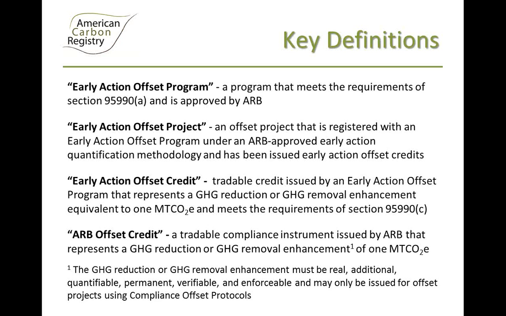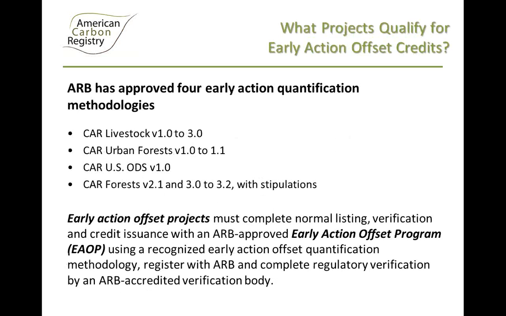And lastly, an ARB offset credit is a tradable compliance instrument used by ARB that represents a greenhouse gas reduction or greenhouse gas removal enhancement of 1 metric ton of carbon dioxide equivalent. An ARB offset credit is only issued after the related registry offset credit or early action offset credit is cancelled on the relevant offset project registry or early action offset program. So to date, ARB has approved 4 early action quantification methodologies which are eligible for early action offset credits.